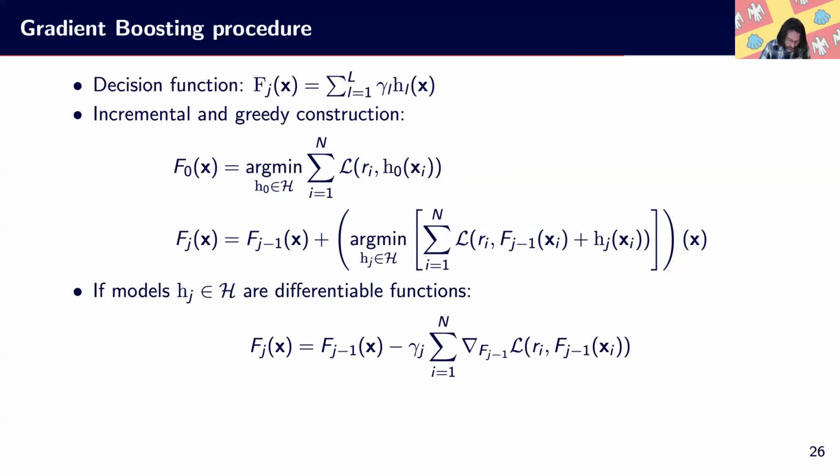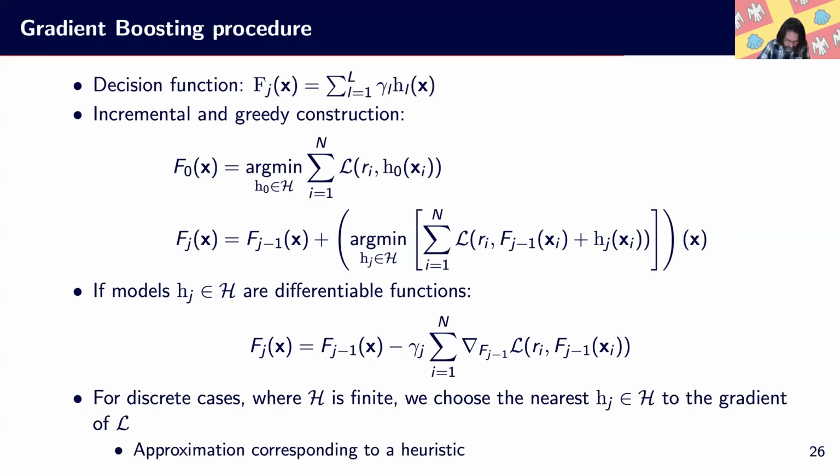So usually if we are able to deal with models that are differentiable functions, we can directly do gradient descent over that. We do the gradient descent according to the loss function that we are using here, and that is making an update for our model to get a new model by this gradient descent.